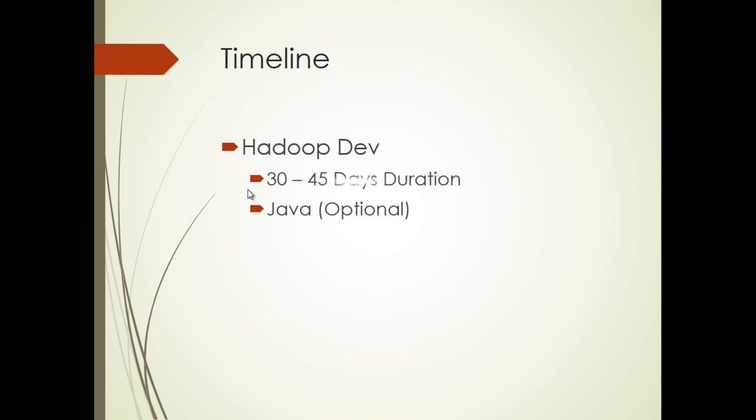Coming to the use cases and timeline, what is the timeline? Coming to Hadoop development, my course structure is 30 to 45 days in duration, either weekdays or weekends. Weekends take 4 to 5 weeks, and it can be online, offline, or self-paced learning. For this course structure, Java is optional.